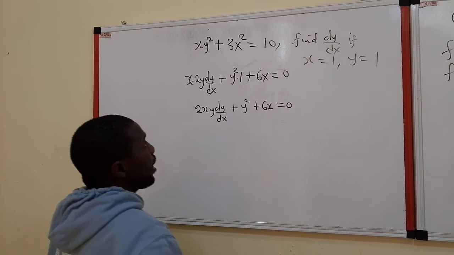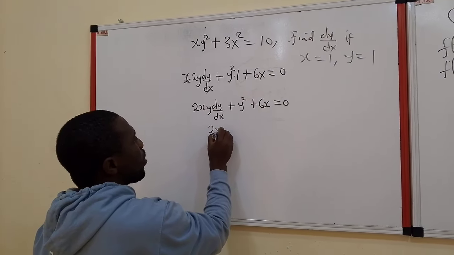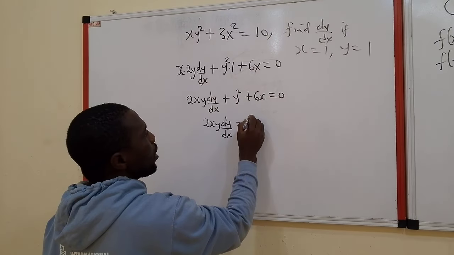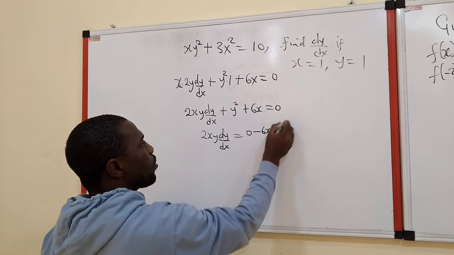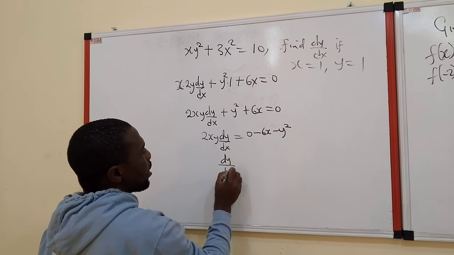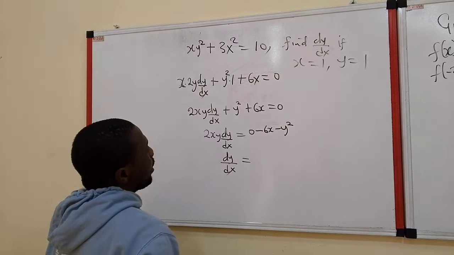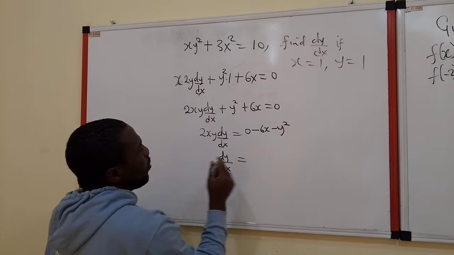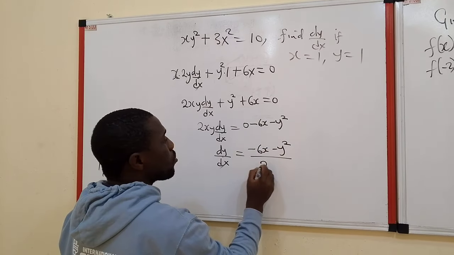Remember, we have to look for dy over dx. So make dy over dx the subject of the formula. 2xy dy over dx is equal to, transfer 6x and y squared, that way it becomes minus 6x minus y squared. My dy over dx now, divide both sides by the coefficient of dy over dx. Now, dy over dx becomes minus 6x minus y squared over 2xy.